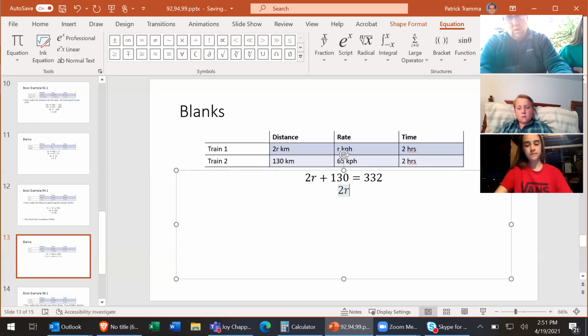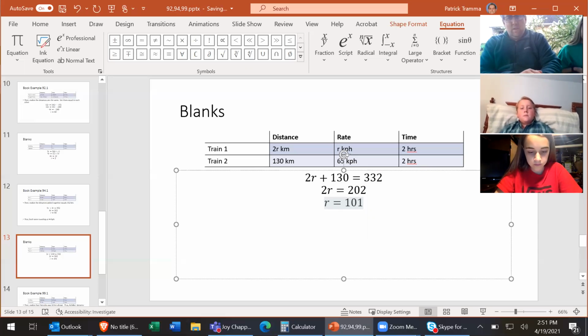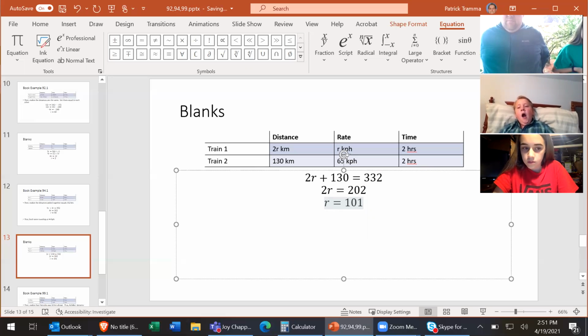2R equals 202. And then R equals 101. So train 1 was traveling 101 kilometers per hour. Train 2 was traveling 65 kilometers per hour. Make sense? Okay. That's how we do those.